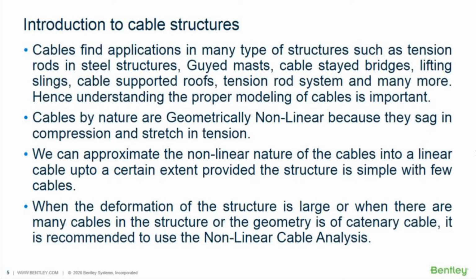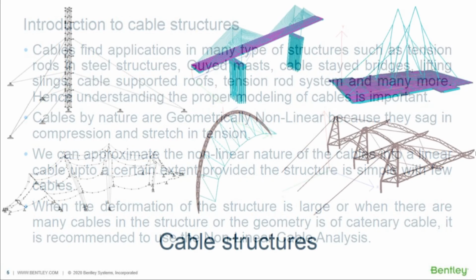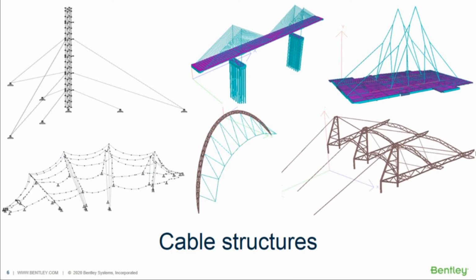So here are some examples of cable structures. You can see guide mast and cable roofs, cable membrane sheeting roof, and a bridge, cable stayed bridge, and a multi-point lifting, and a roof, a stadium roof connected with cables.